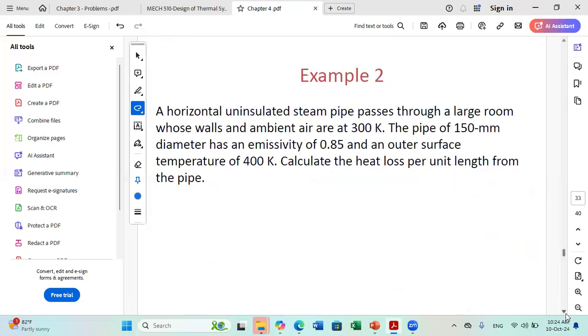So as you can see, it's really simple. The whole challenge is to find H, and you need to determine what is the type of surface. You go to the appendix, you select the appropriate relation to use.